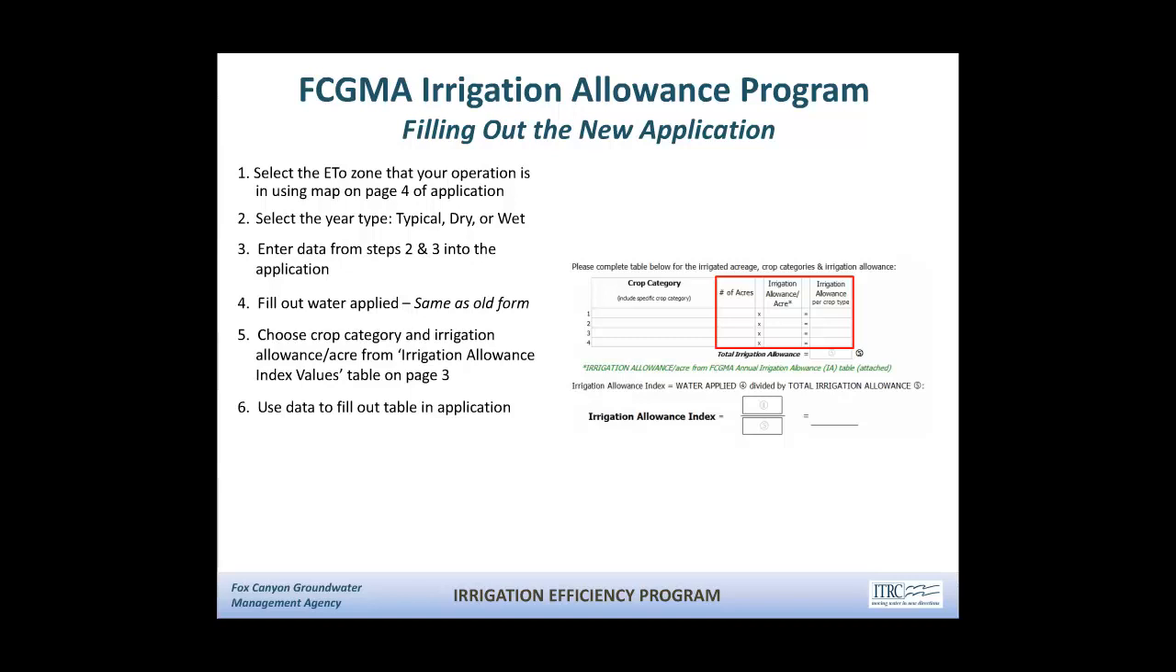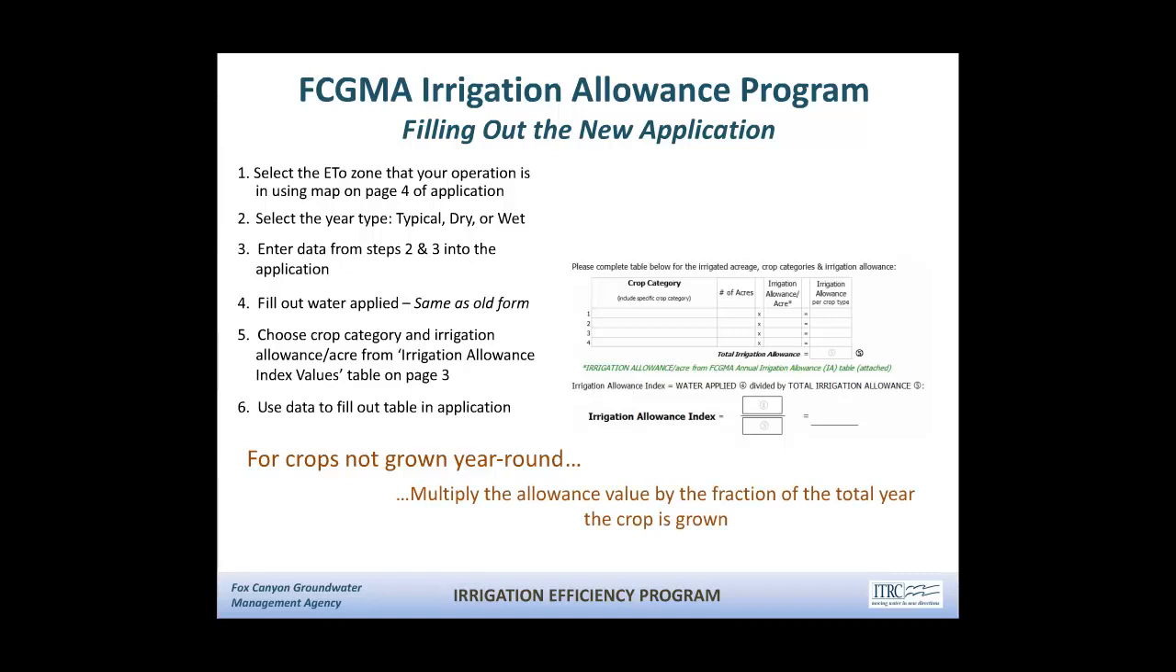One thing that is not on the chart is an exemption for crops that are not grown year-round. For example, sod is only out in the field for about half a year. For cases such as this, the grower will need to multiply the value by the fraction of the total year that the crop is grown. For example, for a sod crop that is grown for 6 months, or half a year, the grower would take his or her annual allowance and multiply it by 0.5. There are several crops like this that will have to be handled on a case-by-case basis.